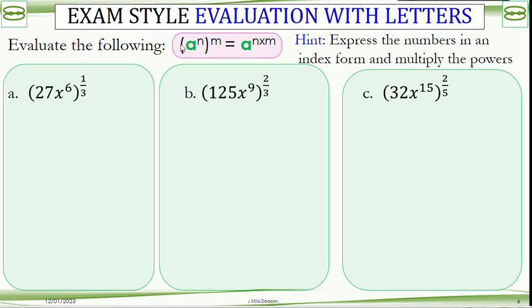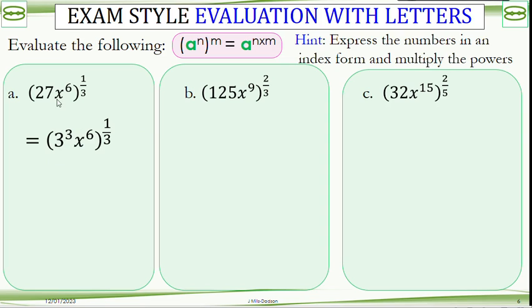I use mainly this rule of indices, where you have an index to the power of a different number, you multiply the indices. Now the reminder I want to give you is that when you have a combination of letters and numbers, express the numbers in index form and multiply the powers. So what do I mean by this?